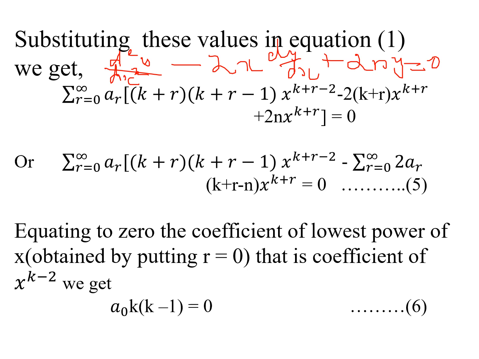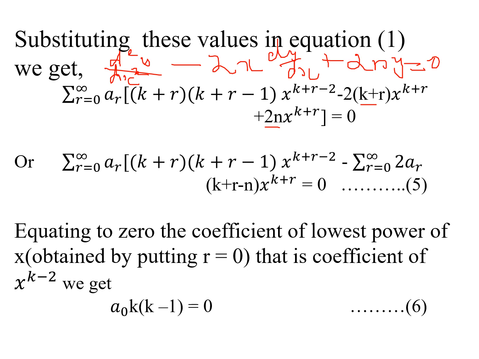Again, this equation may be written as summation r varies from 0 to infinity a_r (k plus r) into (k plus r minus 1) x power k plus r minus 2. Combining these two terms, minus 2 a_r into x power k plus r, we are taking 2 a_r x power k plus r outside. Therefore, we are getting (k plus r) minus n. Equating to 0, the coefficient of this equation is an identity, and that is why the coefficients of various powers of x must be 0.